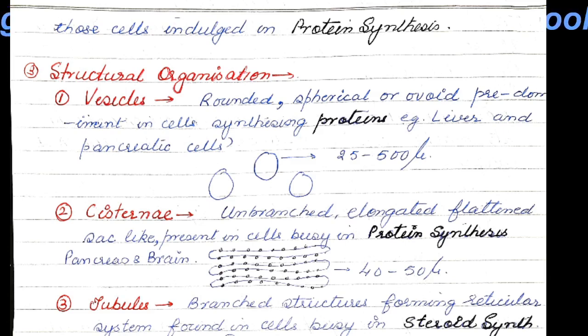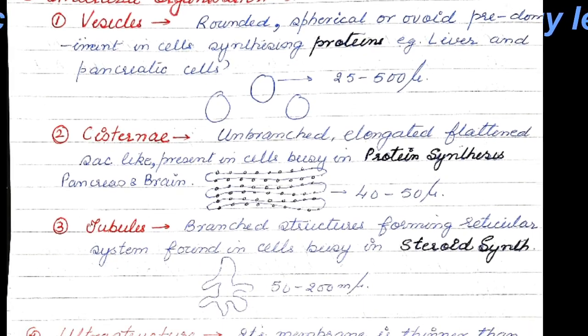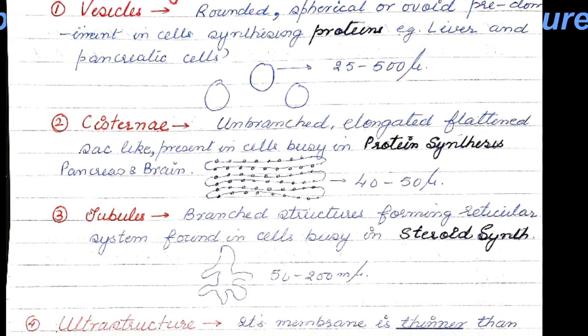The third form in which the endoplasmic reticulum exists is tubules. Tubules are branched, forming reticular system found in the cells, and they are present in the cells which are busy in steroid synthesis and around 50 to 200 microns in dimension.